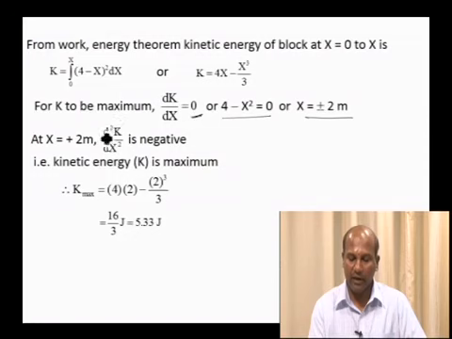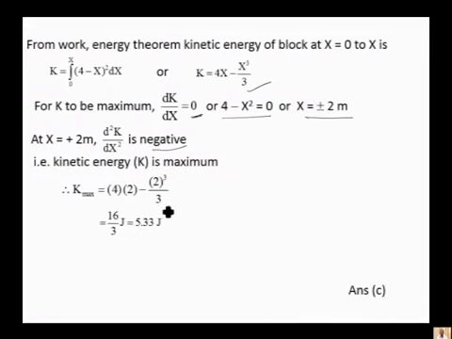If you take its second derivative here, it will become negative. So the kinetic energy is maximum. So K max is equal to this, and this turns out to be 5.33 joules. So option C is the correct answer.